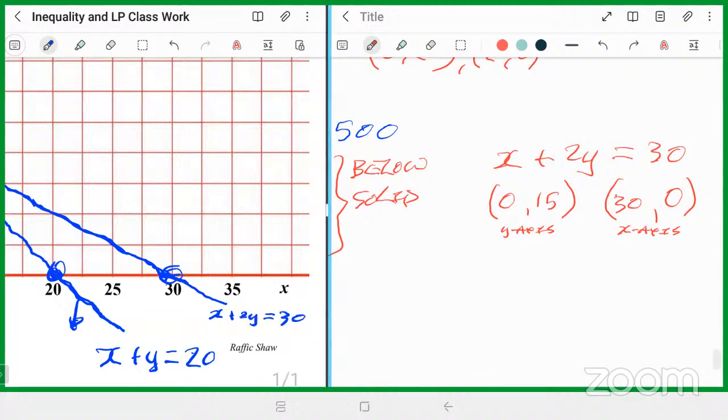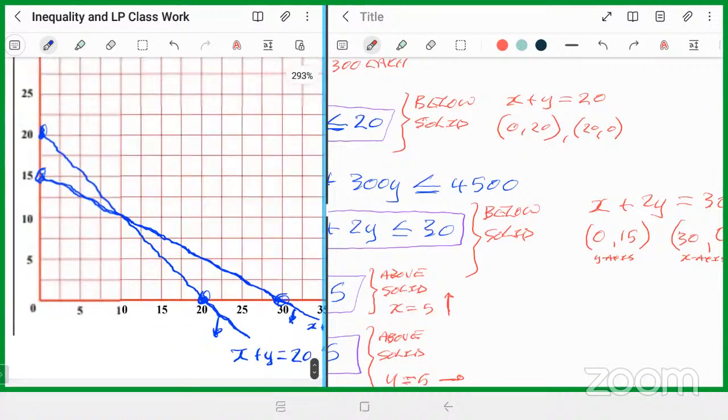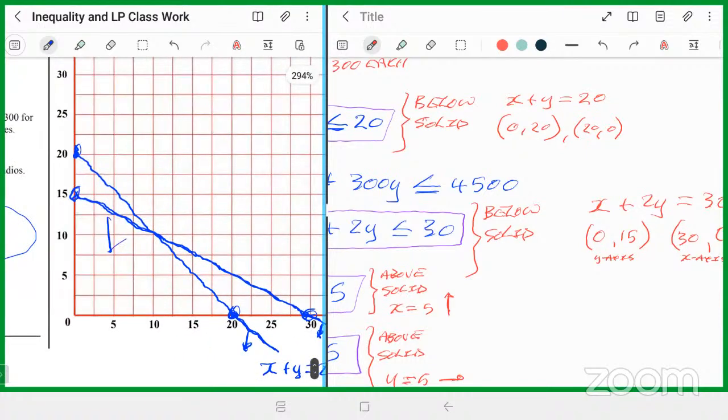And I want below this one as well. Remember, below. I'm going to put an arrow pointing down on this one as well. So it means that the region that I want right now is below this line and below this line, below both of them. So we want somewhere under here. But we have to put in the other two inequalities first. We're not finished yet.